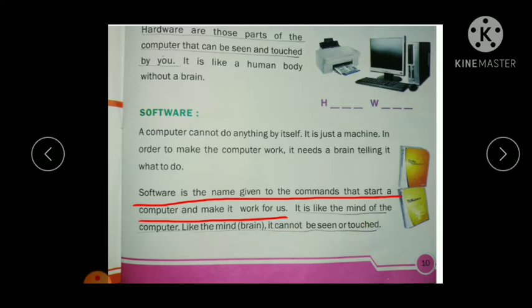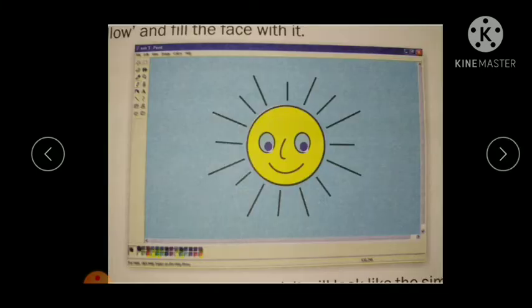For example, Paint. Paint is a software used for drawing and coloring pictures. This software we can't see or touch.